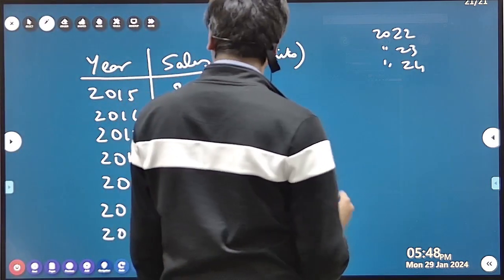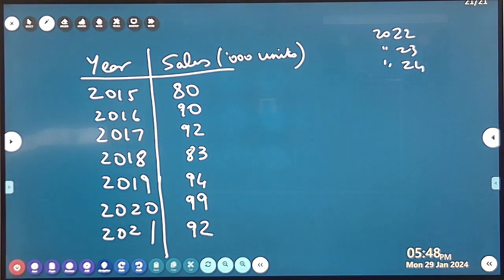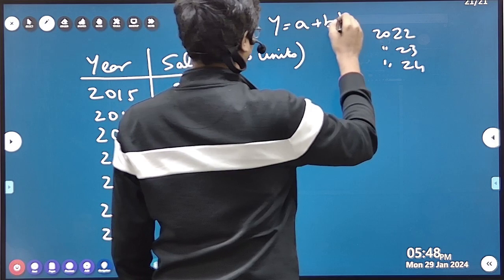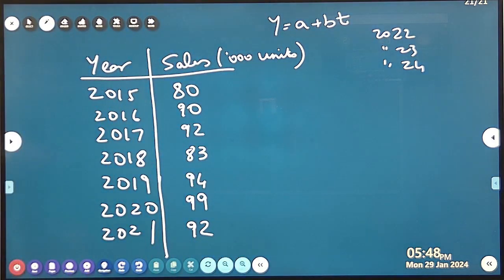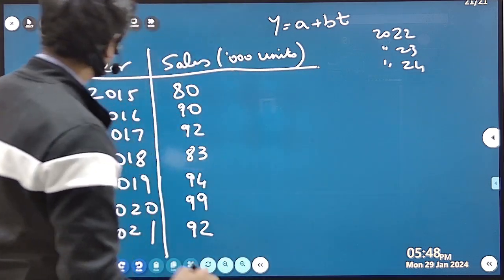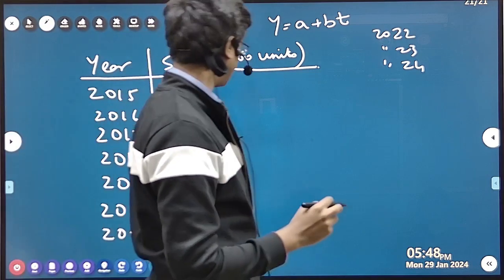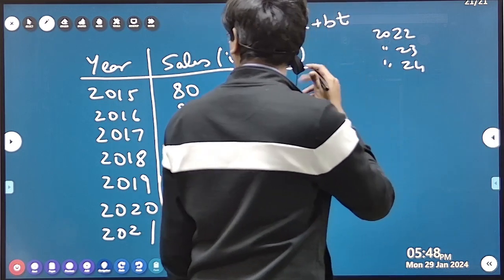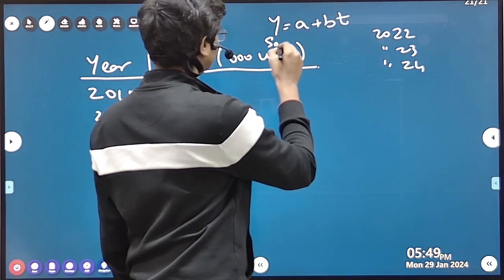Now, he has not given it as linear, but we have to assume that this is a linear time series, which follows this pattern. As we have seen while deriving our equations, this is a time series problem, so we want sales as a function of time.